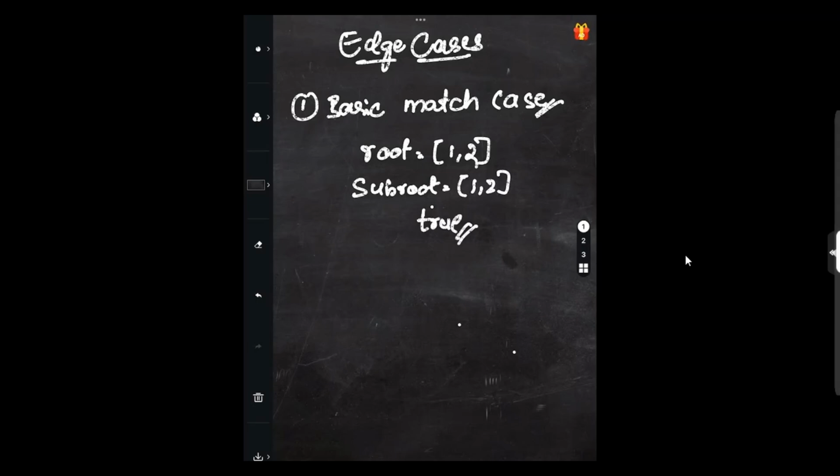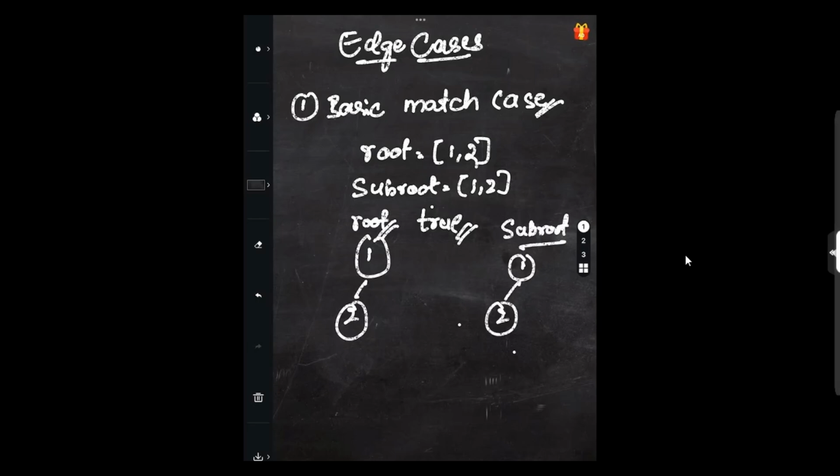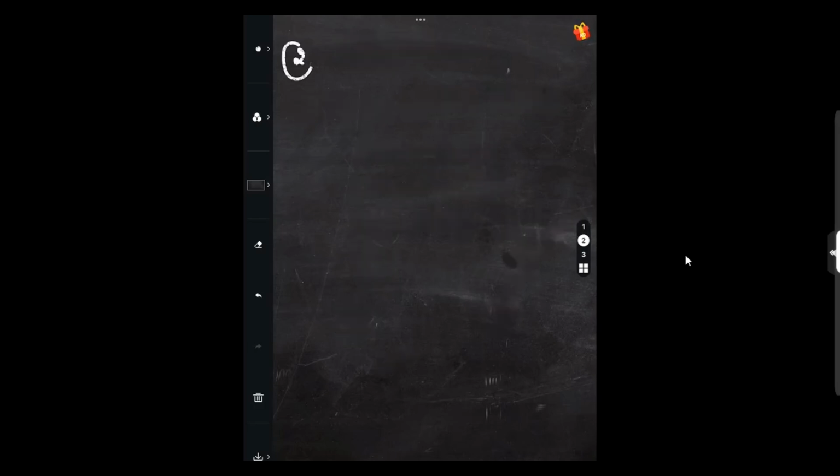Why will the output be true here? This root matches the subroot, right? Here we have 1, 2. This one is the root, and this one is the subroot. Same thing, 1, 2, right? So this is the basic match case. Let's move on with the second edge case.